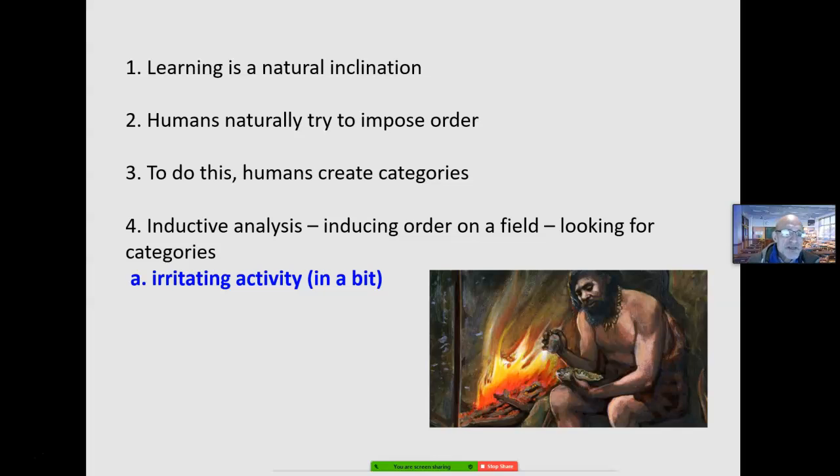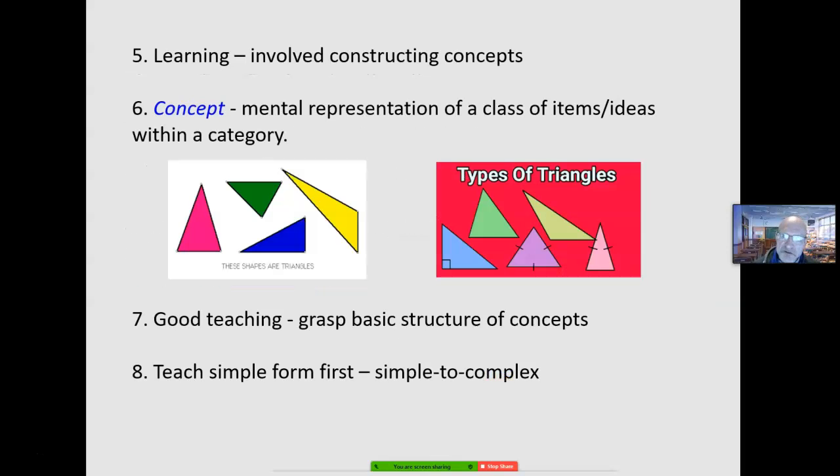This is how human beings survived, how we evolved from the savannah to these big brain things that we are today. We use inductive analysis, which is inducing order on the field. You look at reality, you look for things that are the same, for groups. You put things in groups, you go, oh, there's a bunch of winged things, those are a bunch of four-legged things, these are a bunch of duck-billed things. You're creating groups, you're inducing order on the field.